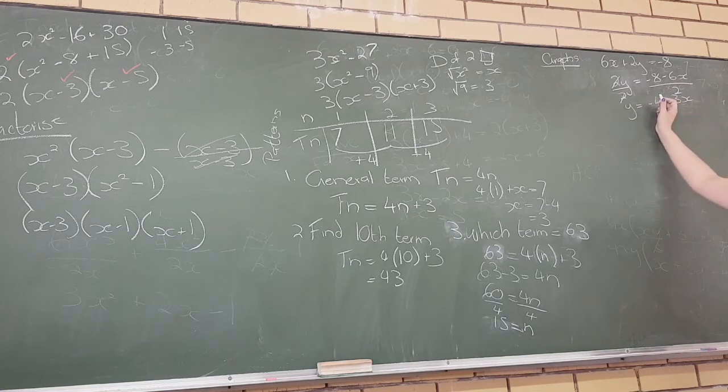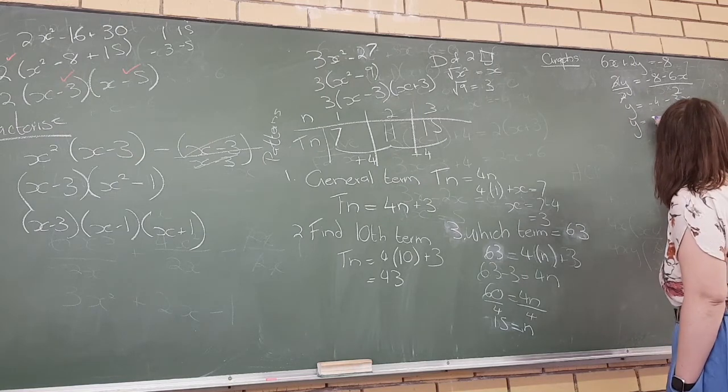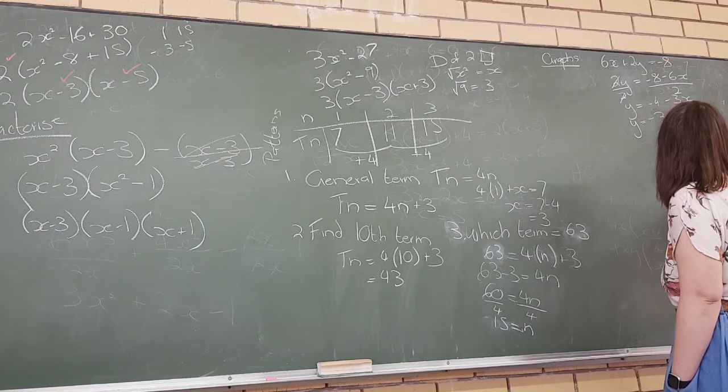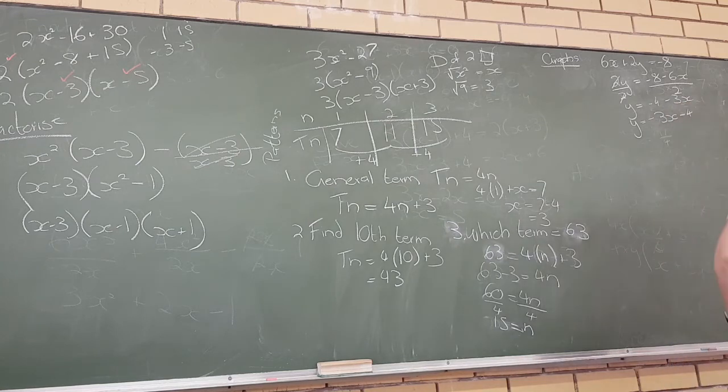And now I want to rearrange it so it looks like the equation we get for a graph. Y is equal to minus 3x minus 4. I swap them around because that's how my equation for a graph normally looks. So now I know what the gradient is, I know what the y-intercept is.